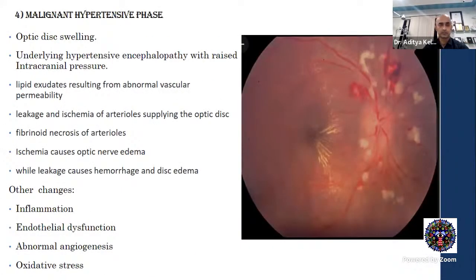Then comes the fourth stage, that's the malignant hypertension, where all the stage 3 signs are there, along with the optic disc swelling. So here you can see the blurred disc margins, and also you can see a hyperemic disc. And apart from that, changes such as inflammation, endothelial dysfunction, abnormal angiogenesis, and oxidative stress may also be present, and these patients can in the long term lead to proliferative disorders also.